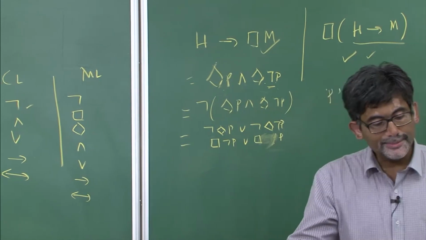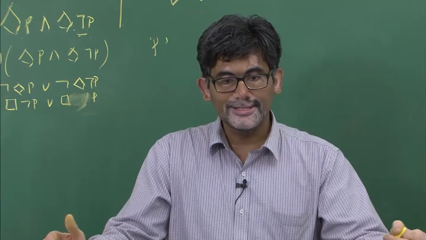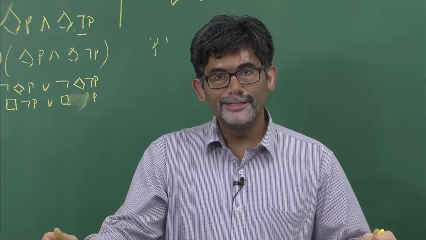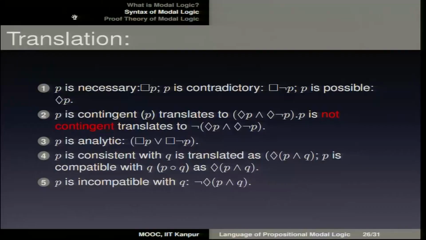So when a sentence is said to be analytic, then either P has to be necessary or not P has to be necessary. So P is analytic is translated in this way, and P is consistent with Q. In logic we use the phrase consistency, but in the case of natural sciences etc., we use a similar kind of word, that is compatibility. So P is consistent to Q means P and Q has to be there and it has to be possible. So it is possible that P and Q stands for P is consistent with Q.